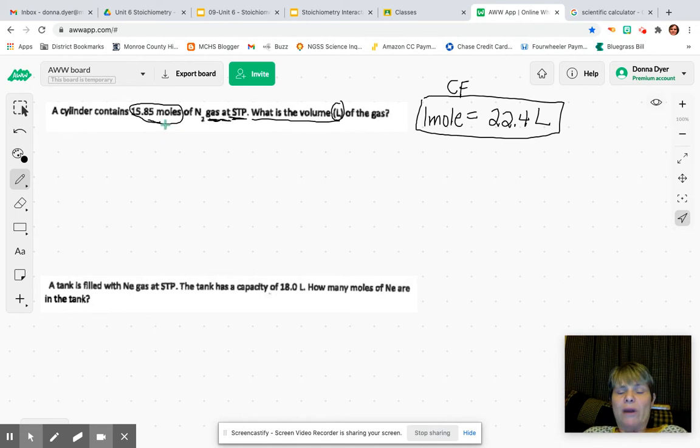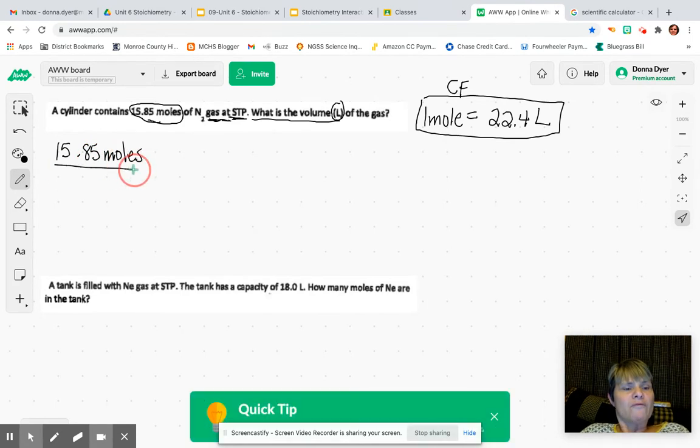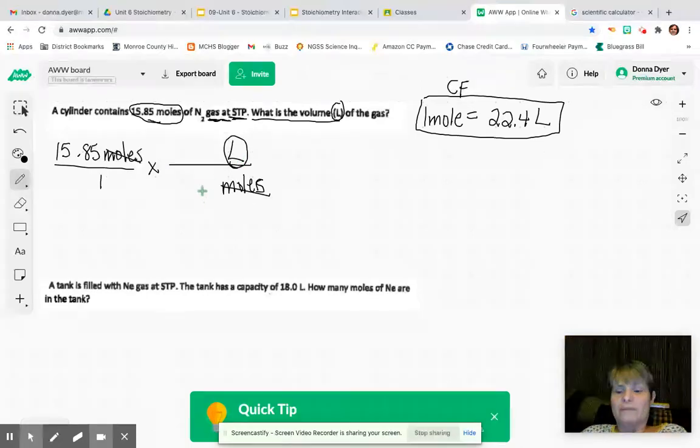So I'm going to take what I'm given and put it over 1. 15.85 moles over 1. Then we're going to set up our next ratio. Again, I know I don't want moles, I want liters, so I need to cancel moles out. If moles is on the top here, I need to put it on the bottom so that it will cancel out in this next ratio. The next thing I'm going to do is put the unit that I'm solving for on top, which is liters in this case. Now once I have this set up so that my units will cancel, moles will cancel, and I will be left with liters, I'm ready to get the numbers from the conversion factor.